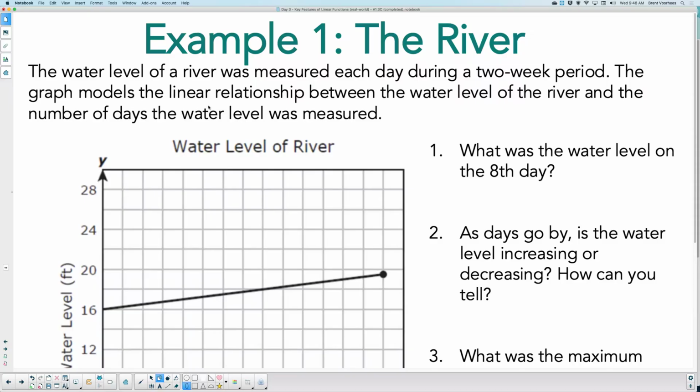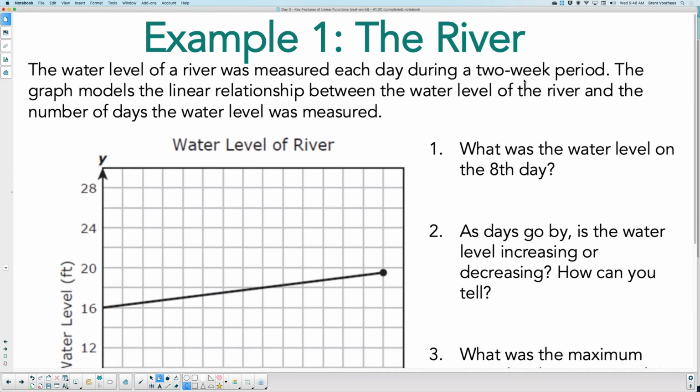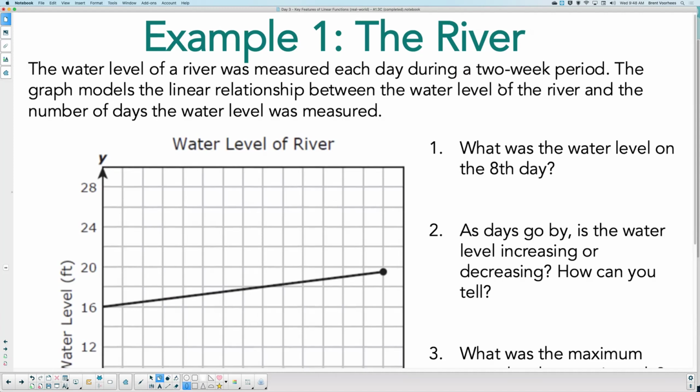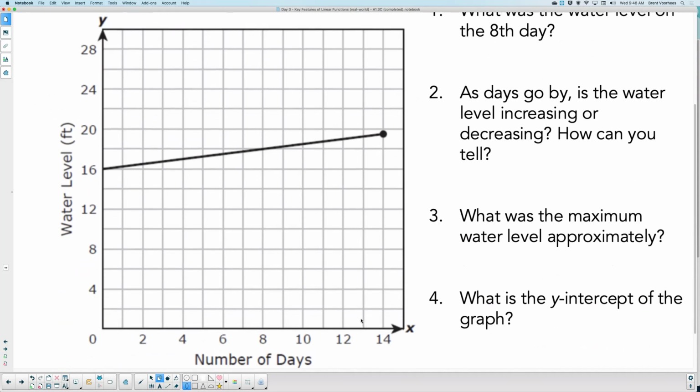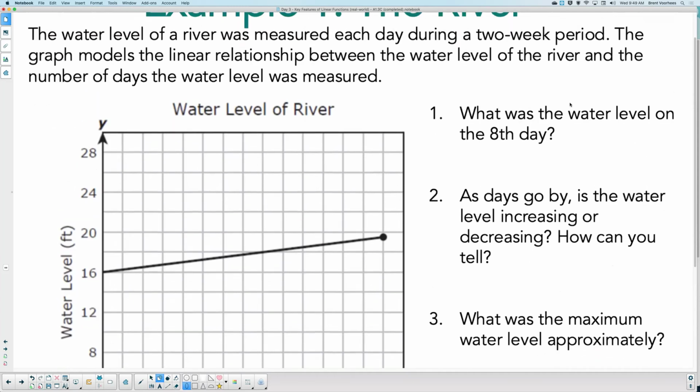Now, today is all about understanding the real world problem. It says the water level of a river was measured each day during a 2-week period. How many days are there in 2 weeks? 14. Good. Look down on this graph. You see how it goes from 0 to 14 here? That is the number of days because it's 2 weeks. Everybody interpret why I did that? Okay. Now, let's come back over.